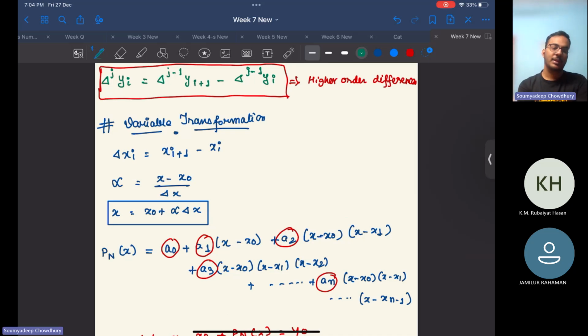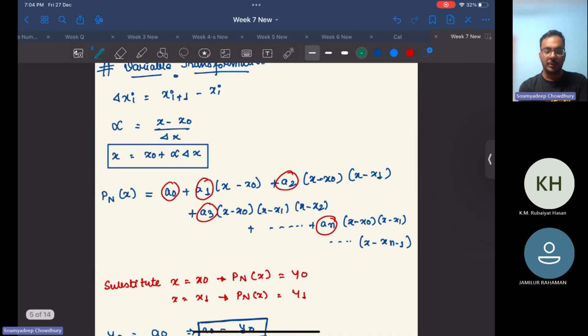Now, once we get the forward difference, how do we move forward? Our goal is to find the interpolating polynomial. In order to get to it, we do a simple variable transformation so that our calculation becomes simpler. We know that del xi is xi plus 1 minus xi. We take a variable alpha, which is given by x minus x naught by delta x. So your x can be replaced by x naught plus alpha delta x. x naught is the first value of x.